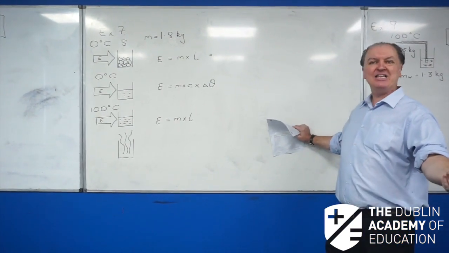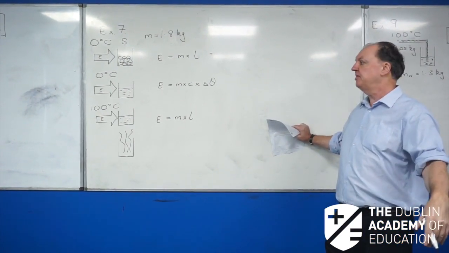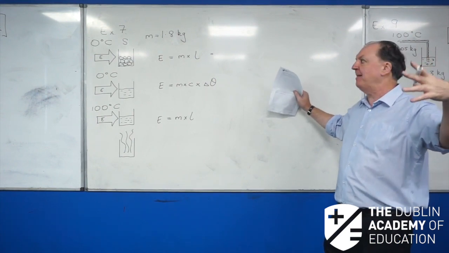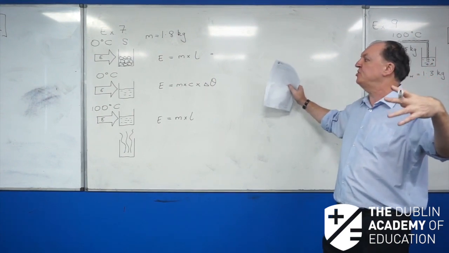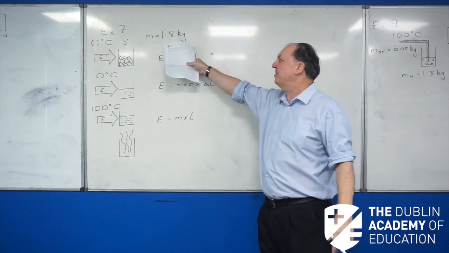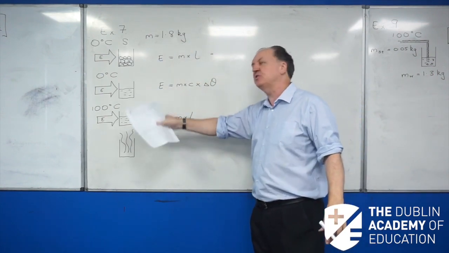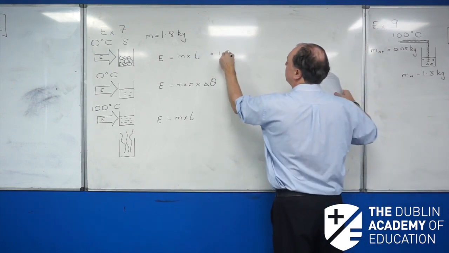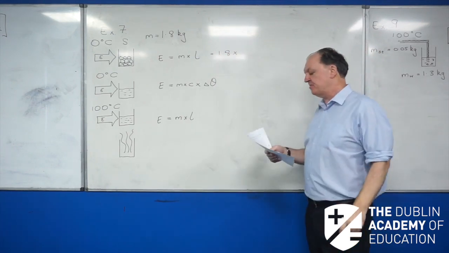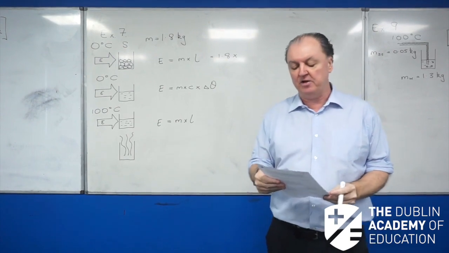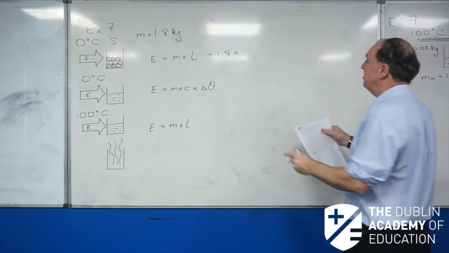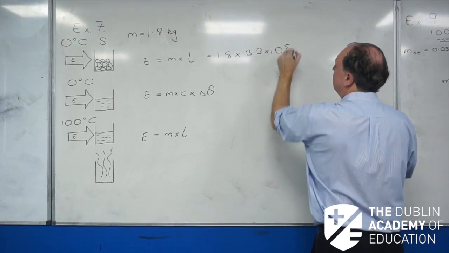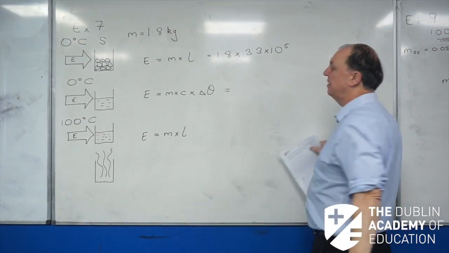By the way, the mass doesn't change all the way through. I mean, its volume might increase, but the actual physical mass of the ice doesn't change. 1.8 kilograms of ice gets turned into 1.8 kilograms of steam. So it's 1.8. I've got to use my values, so the constants are given there for the latent heat of fusion of ice. 3.3 by 10 to the power of 5.